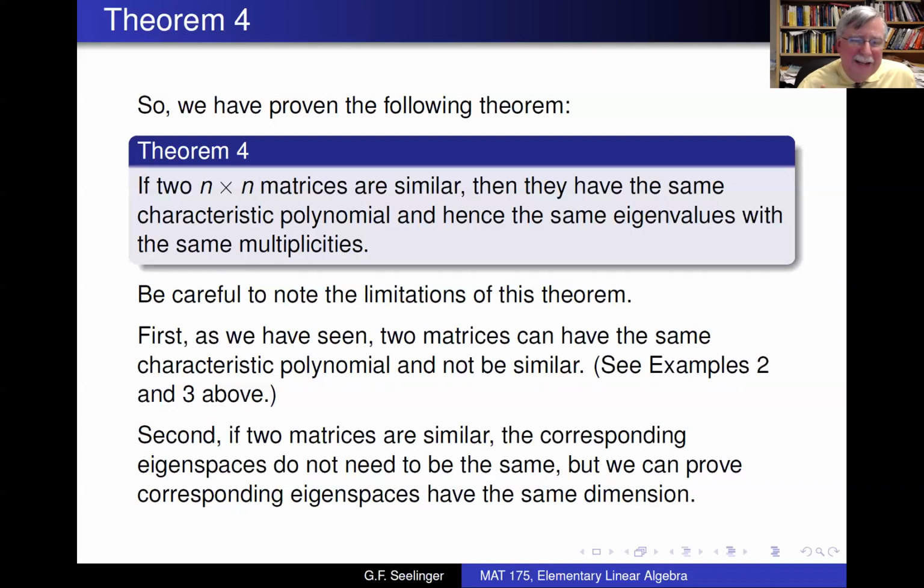So if two matrices are similar, the corresponding eigenspaces do not need to be the same, but we can prove that the corresponding eigenspaces have the same dimension. And remember, in example 2, the eigenspace corresponding to lambda equals -2 had a dimension of 2. In example 3, the eigenspace corresponding to lambda equals -2 had dimension 1. So different dimensions, they're not similar.